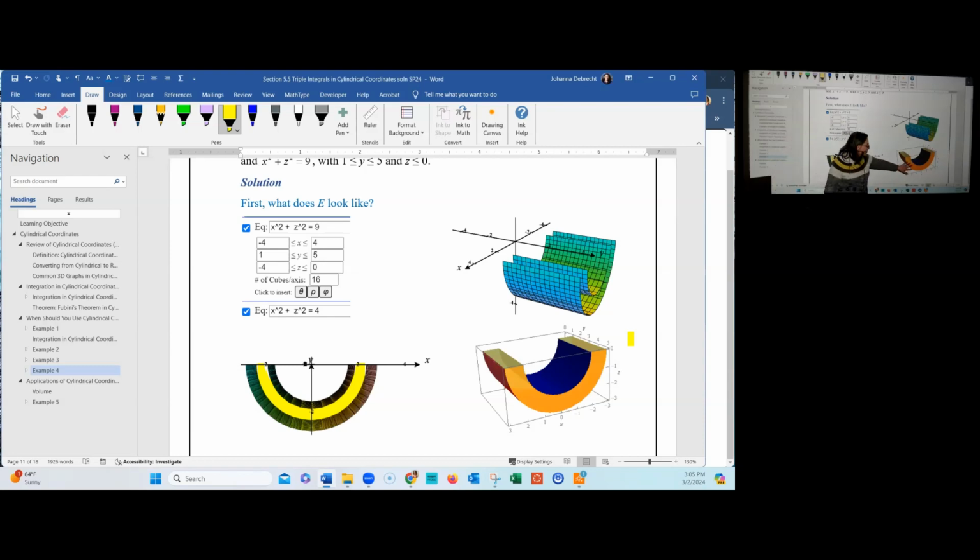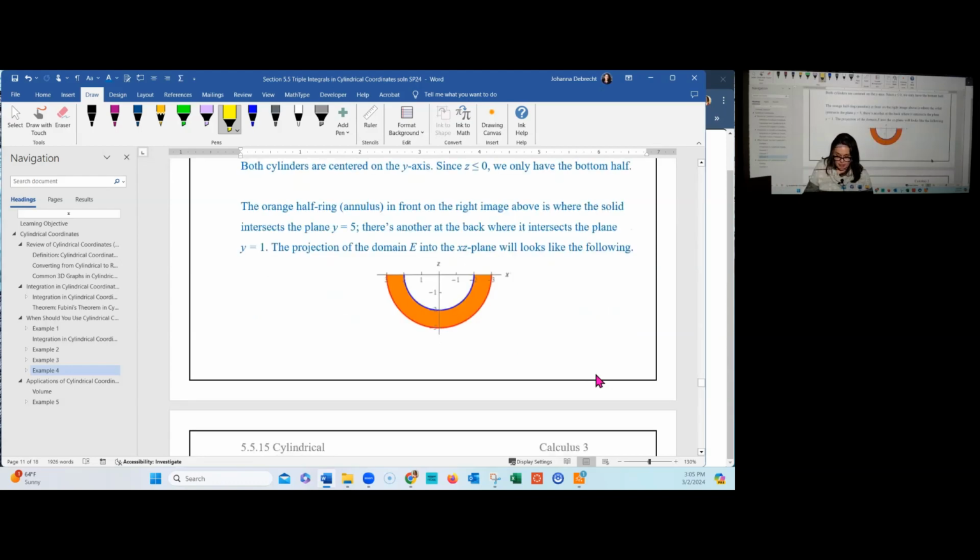In the image on the right, with the orange half circle on the front, you can see the actual solid. This was produced using Wolfram Alpha. When you look at this, notice that the projection into the XZ plane, the widest part of our shape, is always going to be the shape that you see here on the left, now highlighted in yellow. It's going to go from the radius of 2 out to the radius of 3, and it looks sort of like a horseshoe shape.